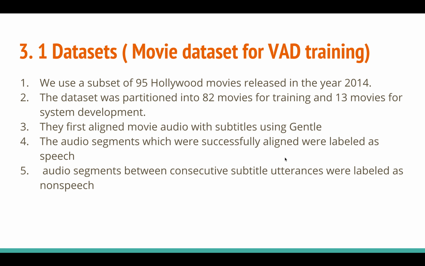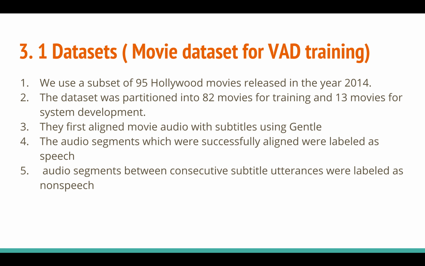So this is done using a toolkit called Gentle. Like this, there are many other toolkits. There is something called Montreal Forced Aligner, which is also one of the best forced alignment toolkits. So this forced alignment toolkit Gentle will do audio alignment. Where there is text, it says this is the speech part, and we can just say okay, remaining is non-speech. So this is the data.